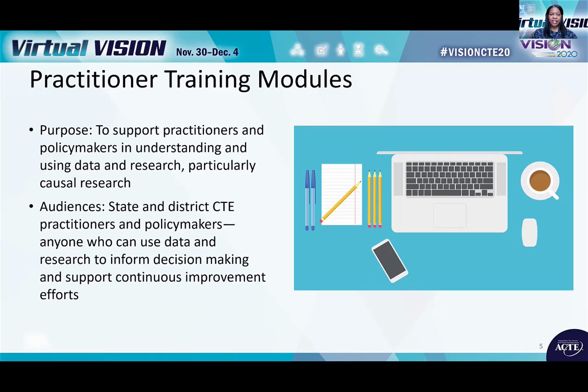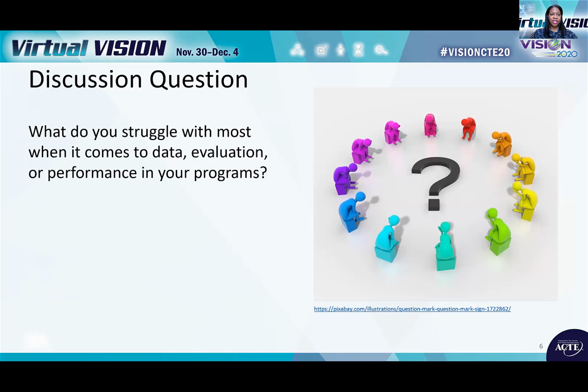With that, I want to move into our first opportunity to check in with you and to allow you to share a bit around this topic. The question that I have for you as a discussion question is, what do you struggle with most when it comes to data, evaluation, or performance in your programs? Go ahead and take a moment or two to think about that and then type something in the chat that you struggle with most, again, as it relates to data, evaluation, or performance in your program.